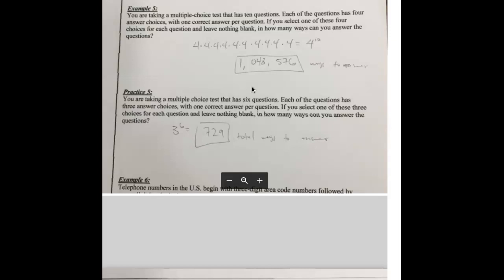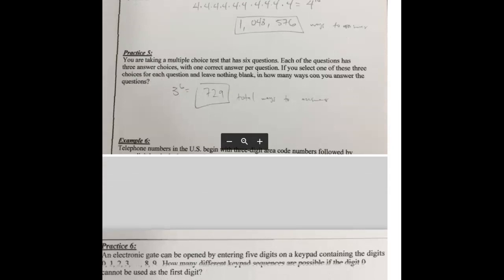So someone could just answer all A's. Every question they answer A. It's one way to answer it. Someone could answer all B's, right? That's another way to answer it. Someone could answer A for the first question, and then B for all the rest, right? Or someone could go like A, B, C, D, D, C, B, A, A, B, C, D, right? Hopefully you're getting the point of what it means by how many different ways you can answer. You can answer every question D, or the first 9 questions D, and the 10th question A, right? There's a lot of different ways this can be done. That's why it's well over 1 million. 1,048,576 different ways to be exact.